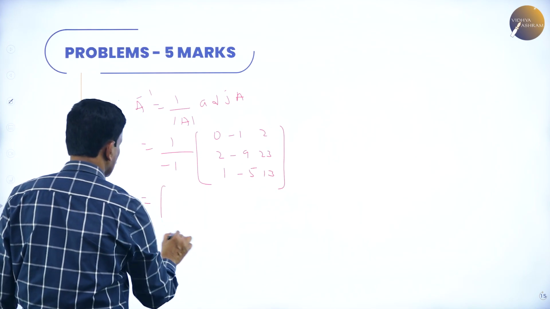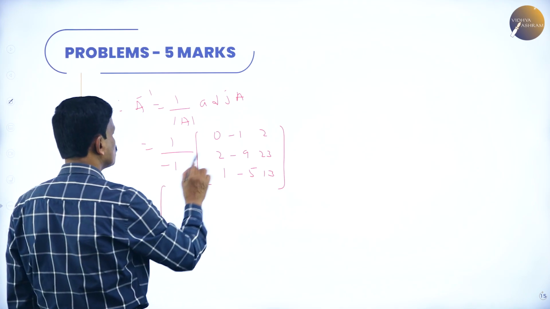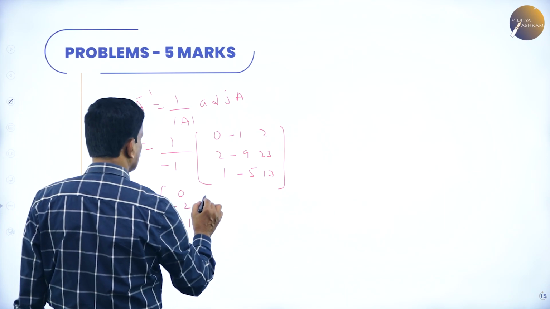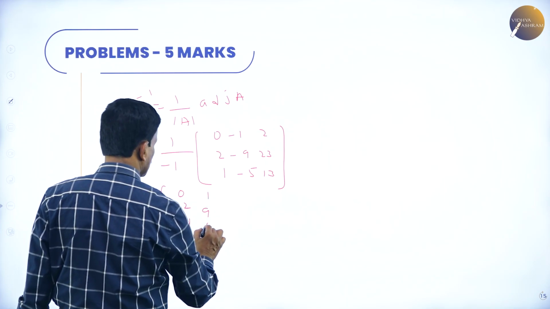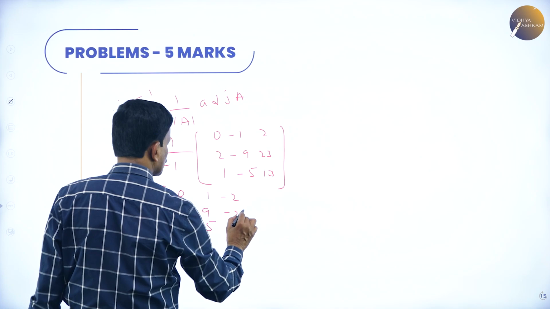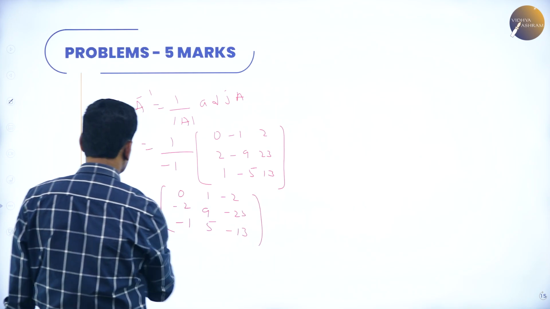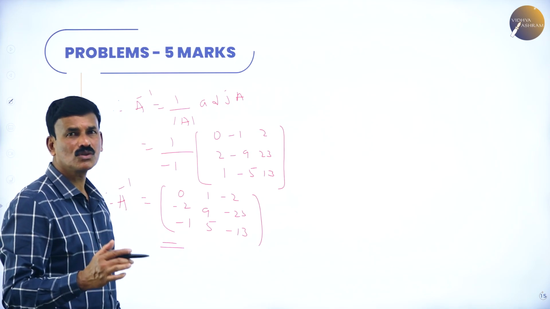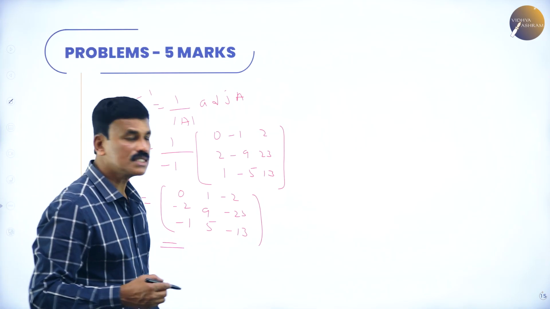Now since 1 by minus 1 is minus 1, just multiply each and every element by negative sign. 0, minus 2, minus 1, plus 1, plus 9, plus 5, minus 2, minus 23 and minus 11. This is the inverse. So therefore A inverse is equal to this much. Okay, so followed. Now what is the solution?